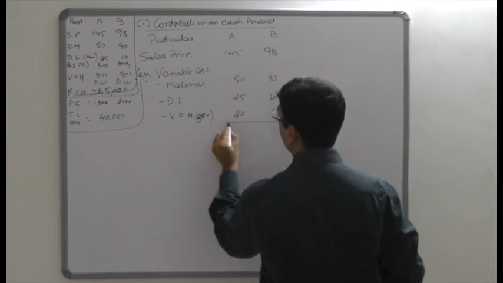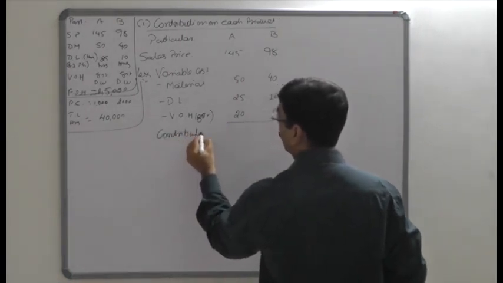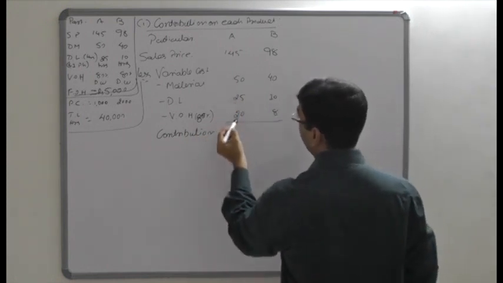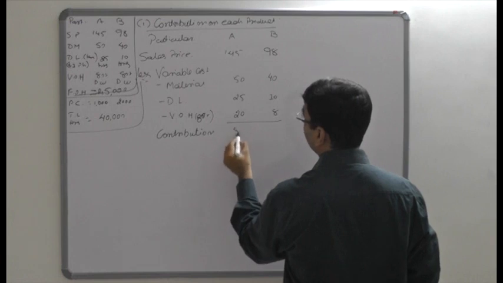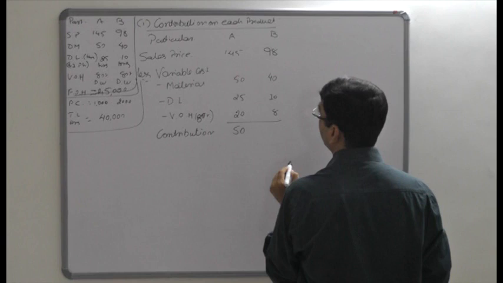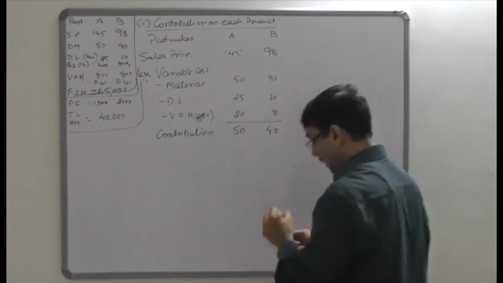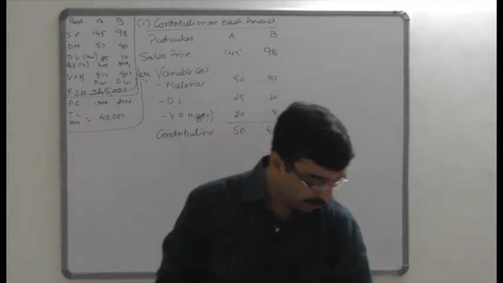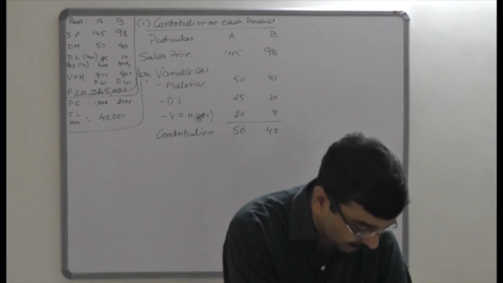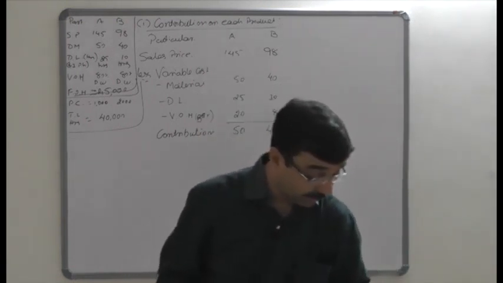Now after variable cost is deducted from the sales price, your answer is the contribution. Total variable cost for A is 95. 145 minus 95 comes to 50. 58 is your total variable cost in case of B. 98 minus 58 comes to 40. So that means 50 rupees contribution in case of A and 40 rupees contribution in case of B. This is the contribution of each product.